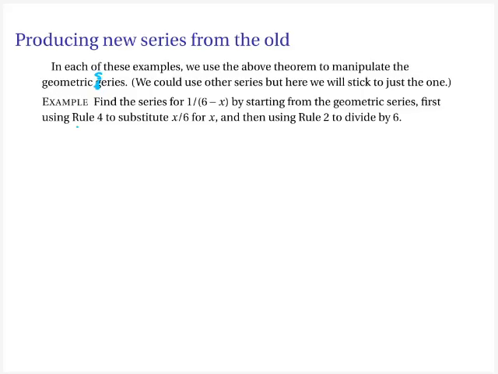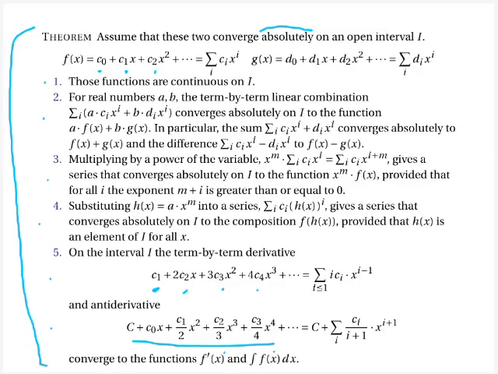So I told you what to do. I said first use rule 4 and then use rule 2. So I'm going to flip back just 10 seconds to remind you what rule 4 and rule 2 are. Rule 4 says you can substitute a times x to the m in for x. Rule 2 says that you can multiply every term by a constant, in this case 6. If you took every term and multiplied by 6, you would get 6 times f of x, 6c0, 6c1, 6c2, etc. So that's rule 4 and rule 2.